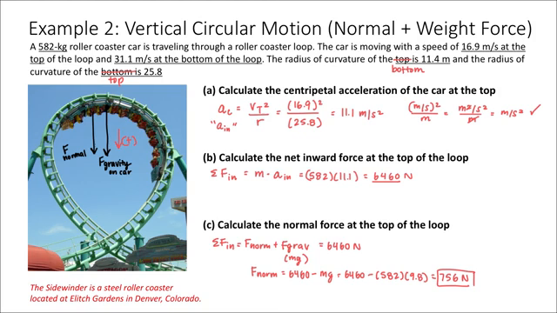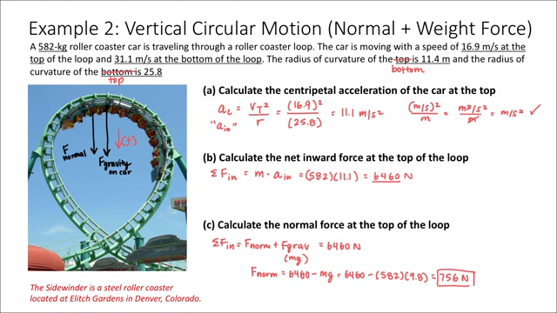Now, I'd like to point out that this is substantially less than the weight of the car itself, right? The weight of the car is actually around 5,700 newtons. So the normal force in this case is significantly less than the weight of the car. This is the same phenomenon that happens to the people inside of the car. The normal force exerted on the people by the car is going to be much, much less than the actual weight forces of the people themselves. And so this phenomenon is what happens when you feel weightless at the top of a loop.